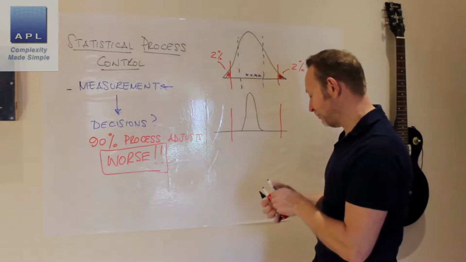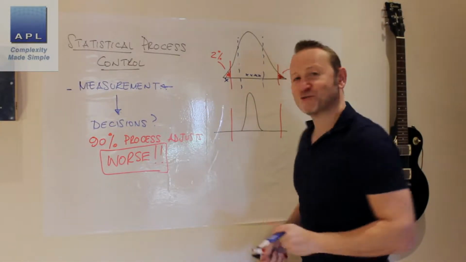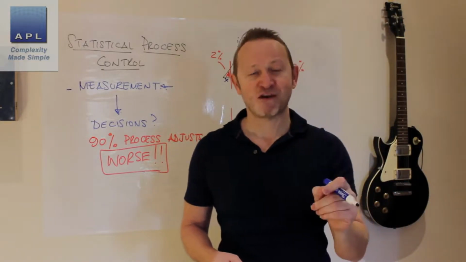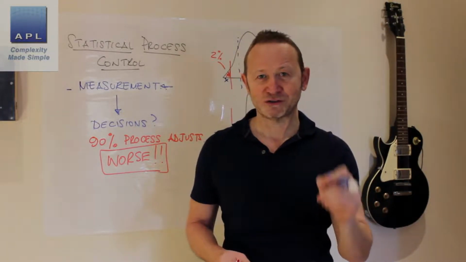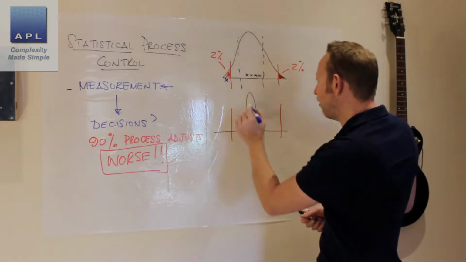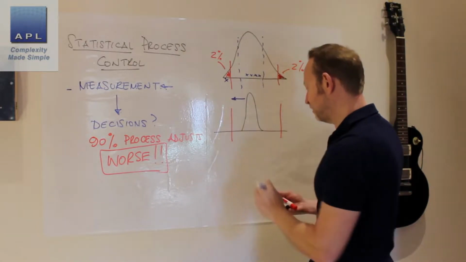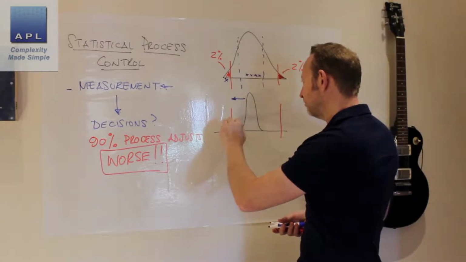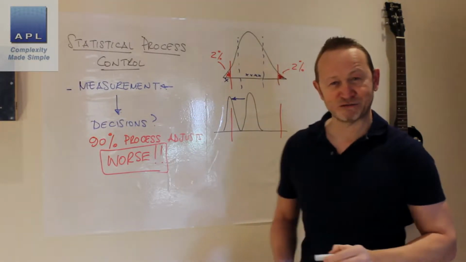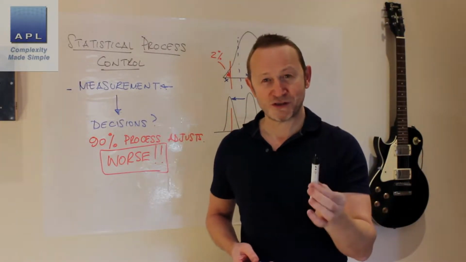So now what happens is one of these turns up. Now what do they think has gone on? Well, now they think the whole process has shifted to the left. So now they think they've got that. What do they do next?